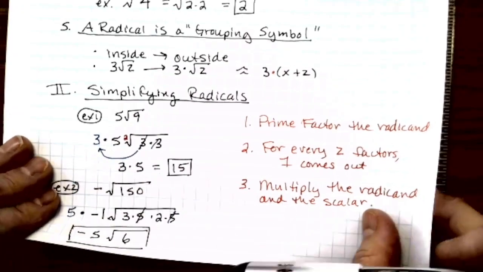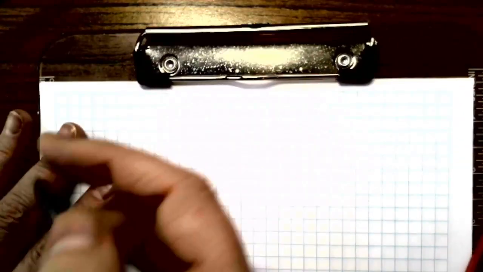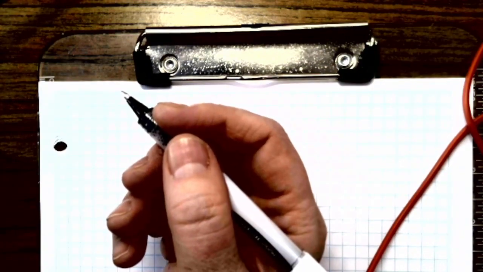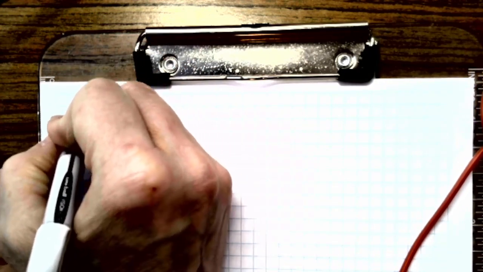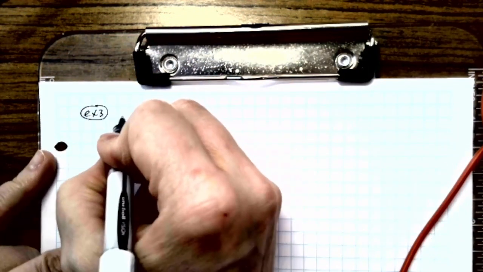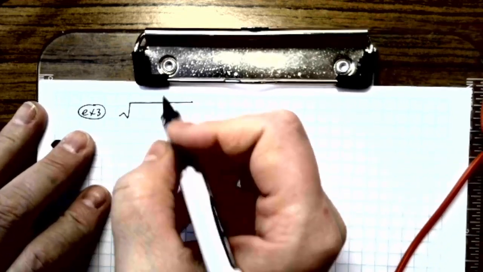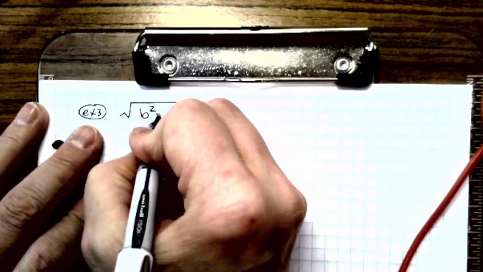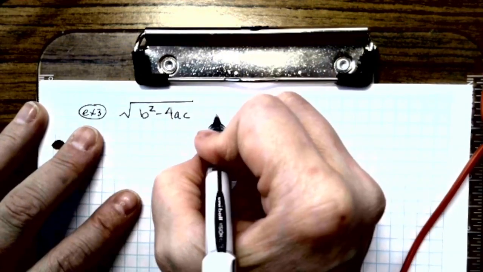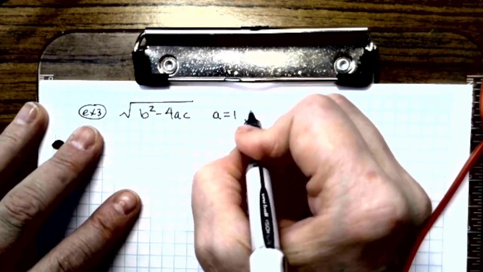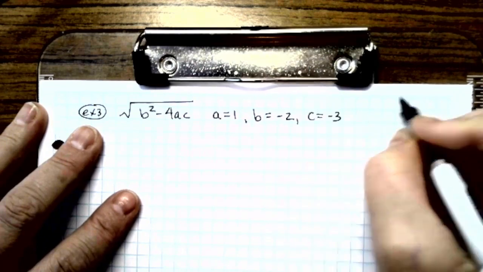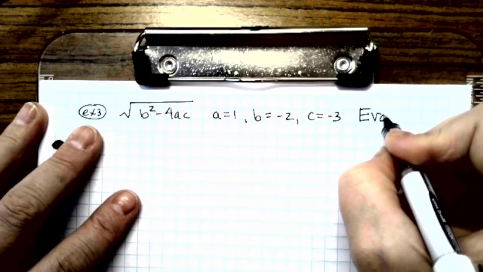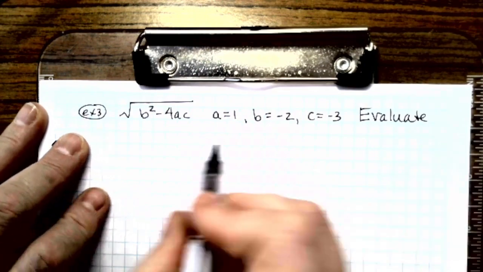All right, moving on. Actually, not Roman numeral 3. Example 3. Given the expression b squared minus 4ac, we're going to let a be 1, b be negative 2, and c be negative 3. And your instructions are to evaluate the expression.